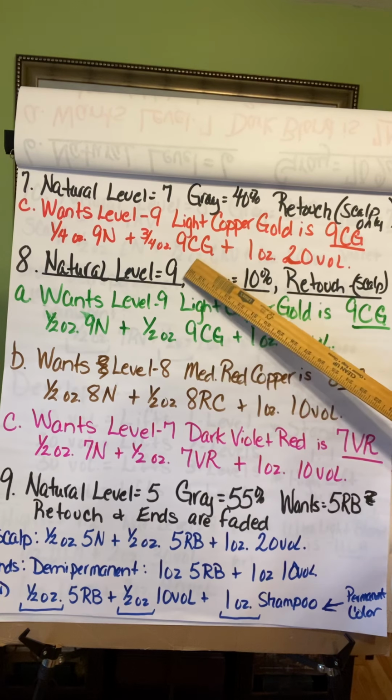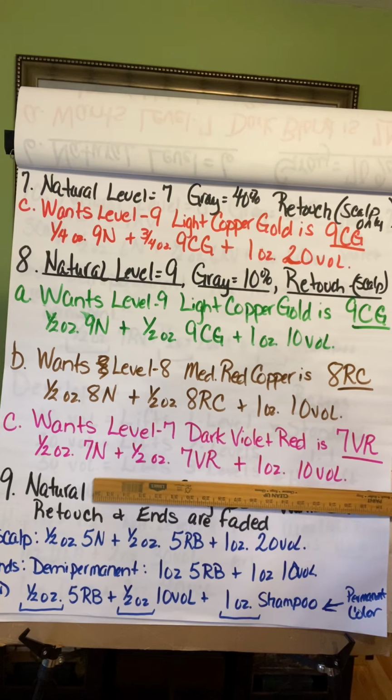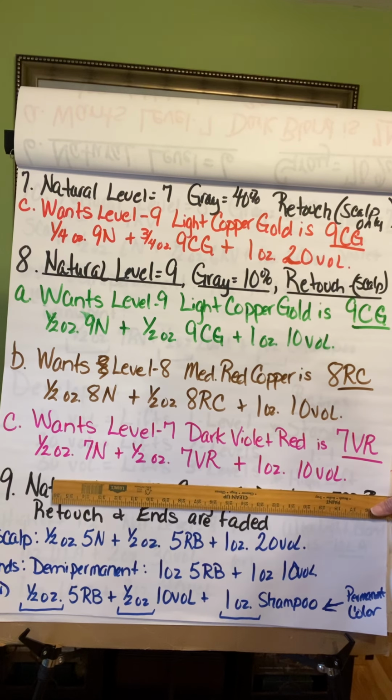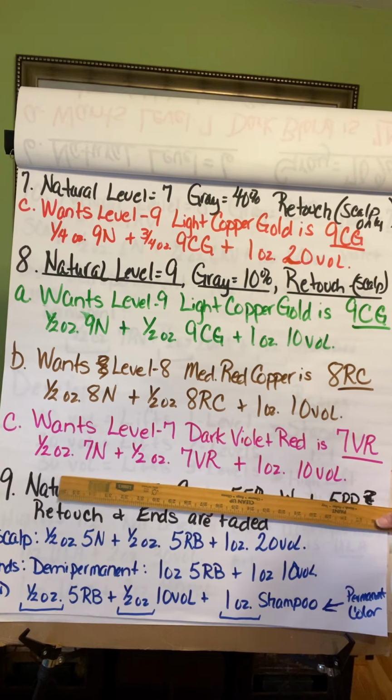Because she's a level 9, she wants to be a 7, I'm just depositing. I have to do no lifting on her whatsoever. Because if we put 20, all you're doing is over processing the hair, and that's not what we want to do. Our main goal is to keep the integrity of the hair.